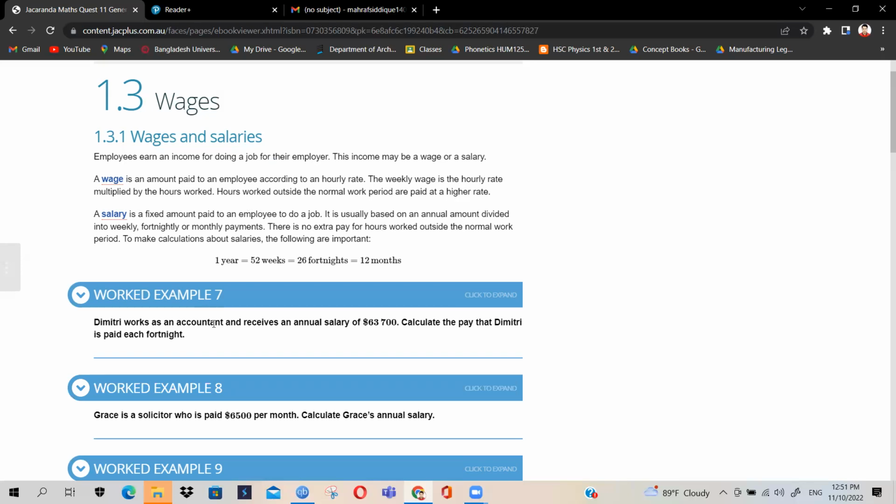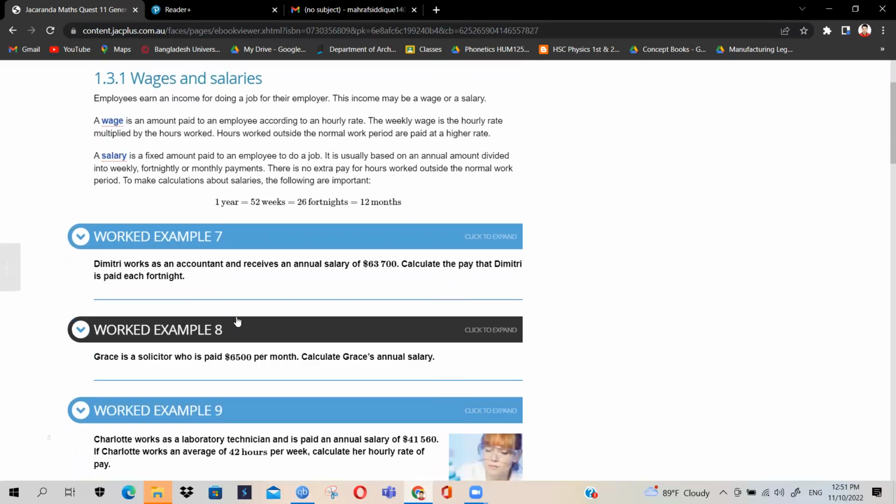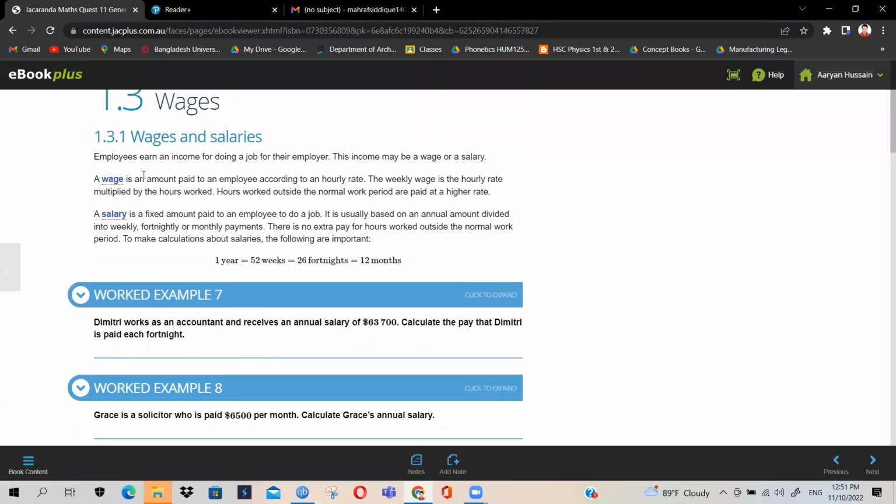You won't be asked the difference between wages and salaries in a math exam, so it's not necessary. But from a grammatical perspective, you should know the vocabulary of wage and salary. Let's see the examples.